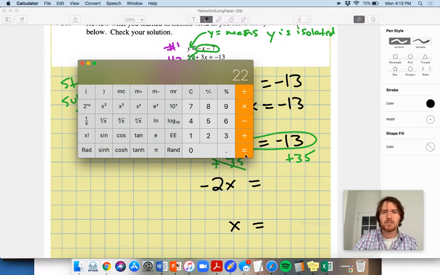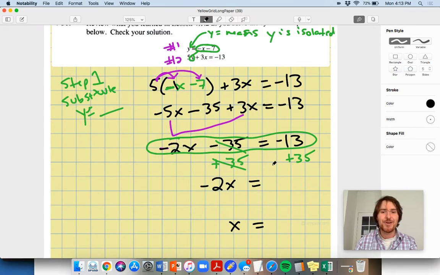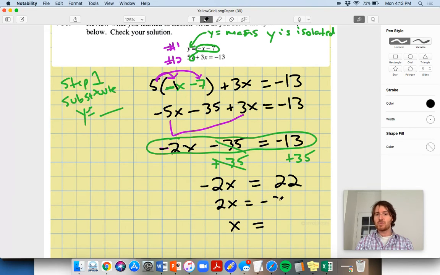Negative 13 plus 35 is 22. So now I know that this here would simplify to be 22, and look at that. Negative 2 x's are here, and then we have positive 22 here. I want to get positive x right here. One thing you are allowed to do is change this to 2x equal to negative 22 if you want to make your life a little bit easier here, right?